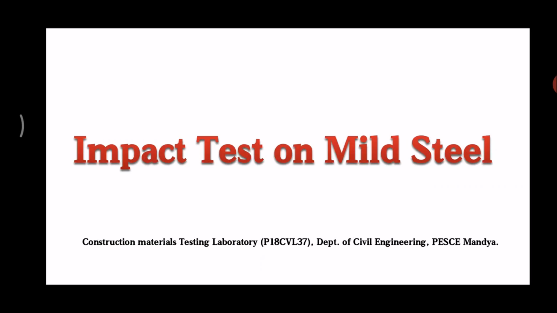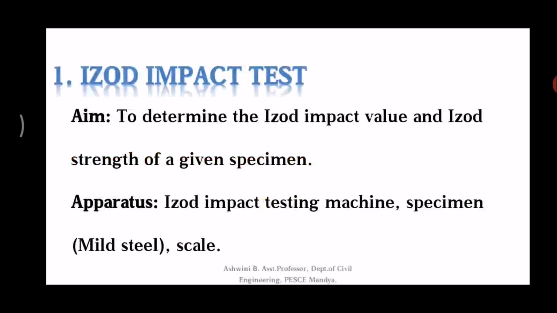brittle ductile transition. It is to determine whether the material is brittle or ductile in nature. So here we have two experiments. One is Izod impact test and the other is Charpy impact test. The first experiment is Izod impact test.